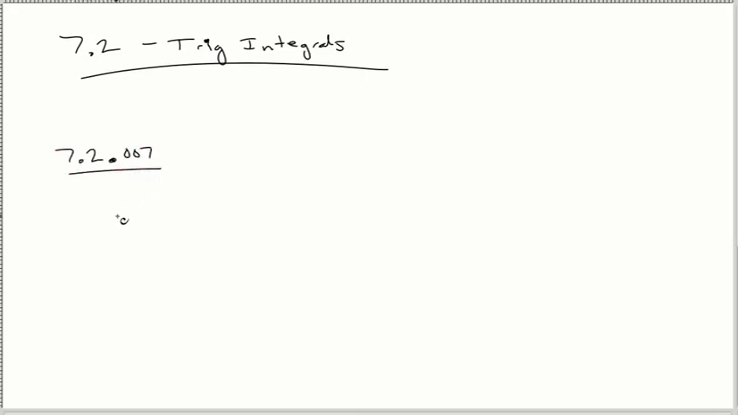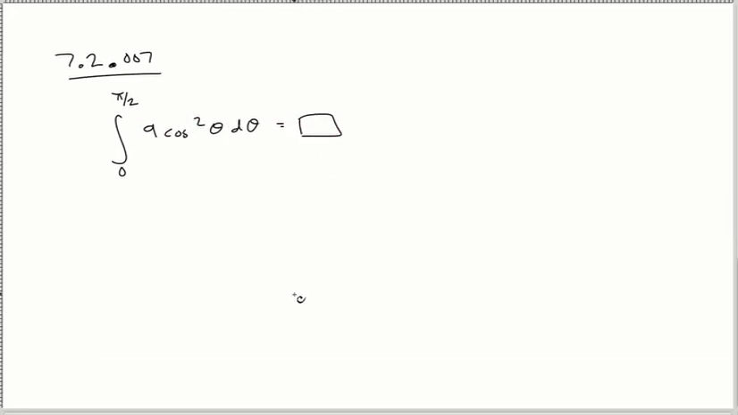72007. I've got the integral from 0 to pi over 2 of 9 cosine squared theta d theta. Okay, so I want to figure this thing out. I want to use a trig formula to make it easier. There is actually a formula for this. I think it's the double angle or half angle formula. There's a couple of formulas for cosine squared, by the way. I'm just looking for one that will work better.